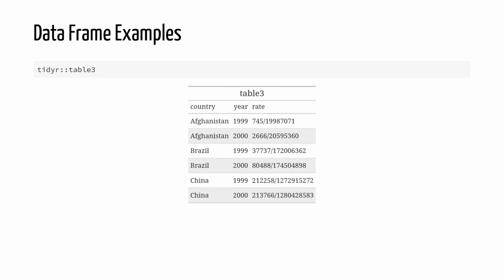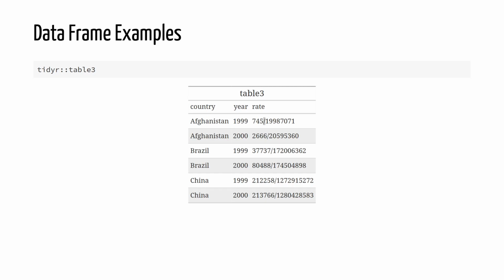Moving over to table 3, we still are dealing with the same variables, but this time, while we have country and year in columns, we have a column called rate. And in this rate we have, again, the cases and the population separated by a forward slash. So let's think again of the 3 rules of tidy data. Each observation forms a row.